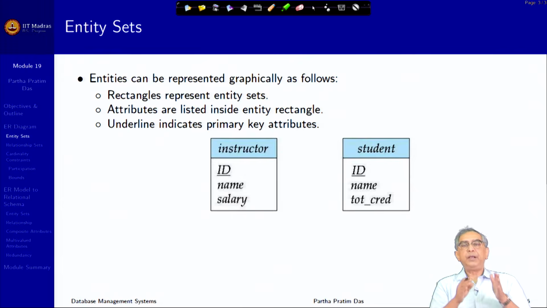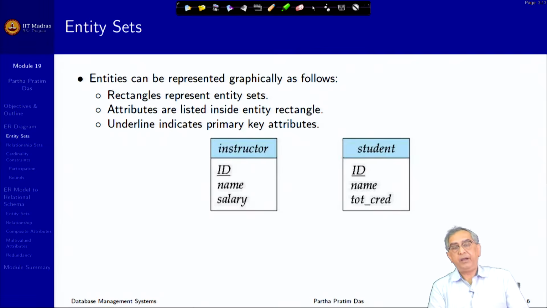So, through this we will see how to represent attributes, how to represent entity sets, how to represent relationships, how to represent cardinality and so on and so forth, a lot of things. So, entities are typically represented like this: a rectangle which has the name of the entity set, and then you have the list of attributes one after the other, and the key of the entity set, or the attributes that form the primary key of the entity set, are underlined. So, you can see what is an instructor and student and so on.